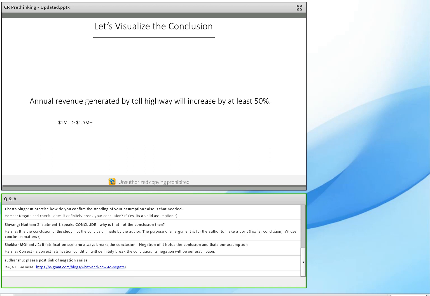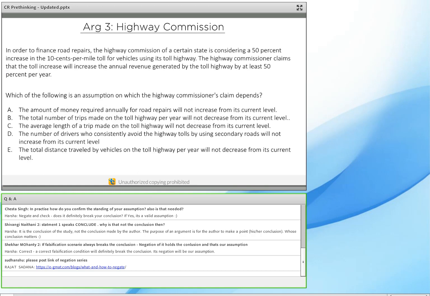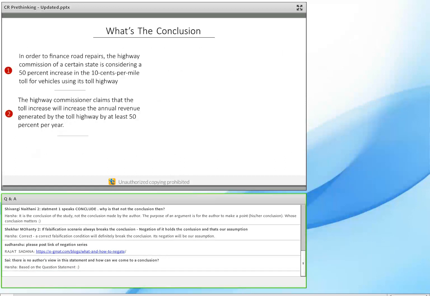Sai says, there's no author's view in this statement. How can we come to the conclusion? Sai, read the question statement. The author is asking you, which of the following is an assumption on which the highway commissioner's claim depends? The author is asking you this question. So that's how you really come to it.